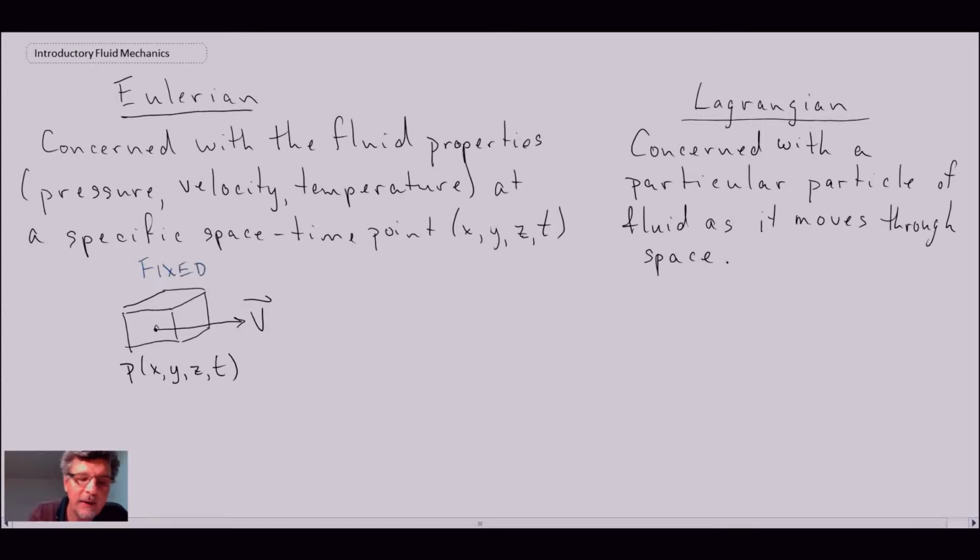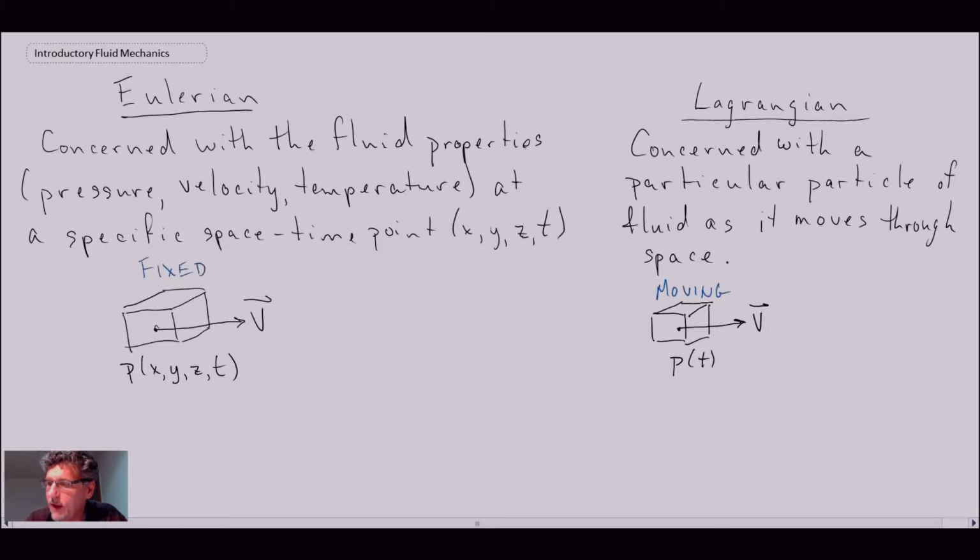And when we look at the Lagrangian, we have the same chunk of fluid. However, in this case, it is free to move, and consequently, this would be a moving chunk of fluid, not fixed in space. And if we were to look at any of the properties, be it pressure, velocity, temperature, they will only change with time as the fluid particle moves through space. And we can draw a velocity vector like that, and the velocity vector is going to change as you move through space.